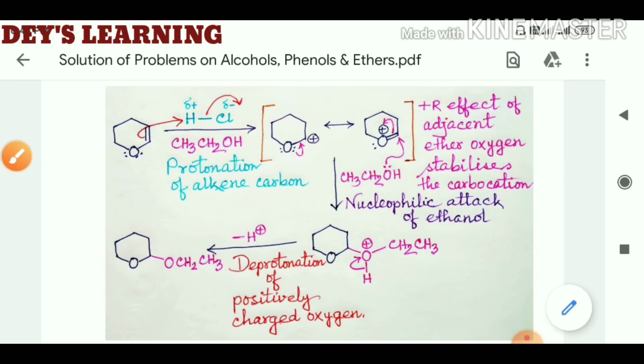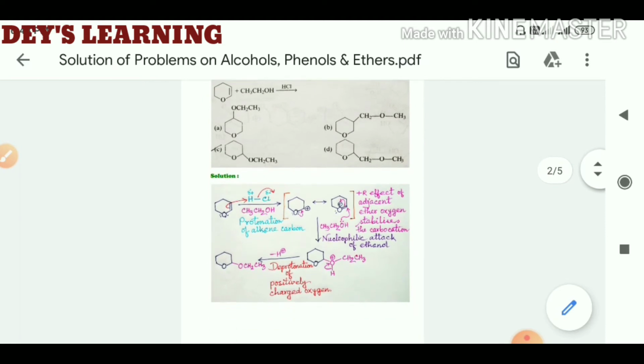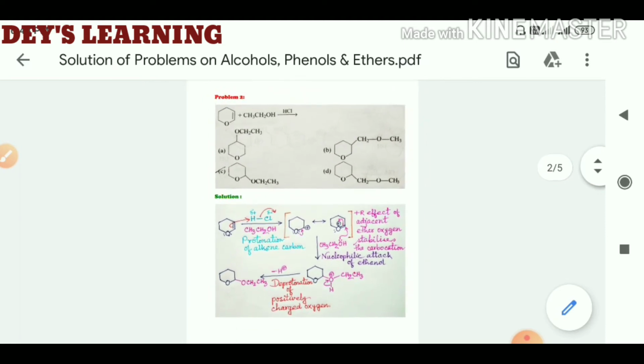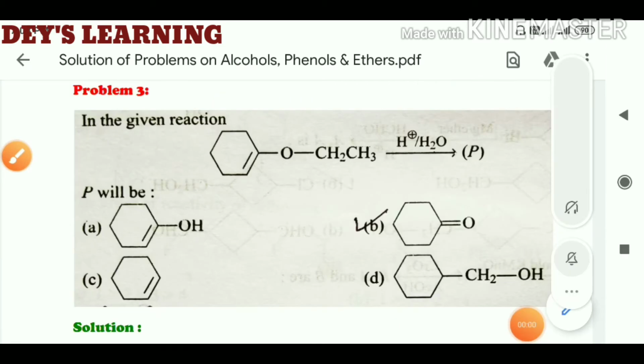So this is our question, this is our problem, and this is our solution. And of course the option C is the correct answer of the given problem. Next, move to the next problem. This is our third problem.